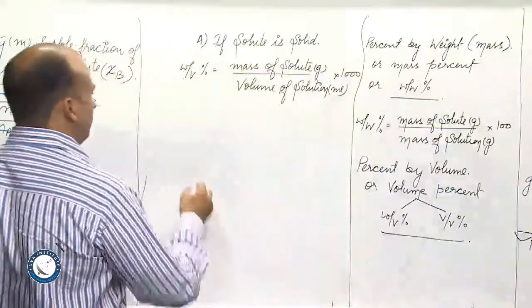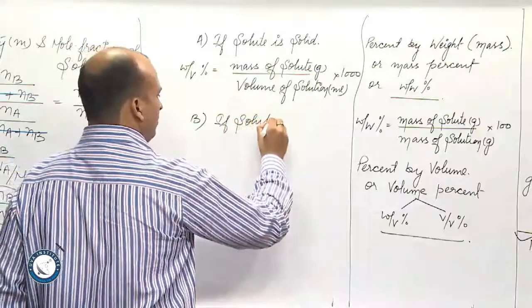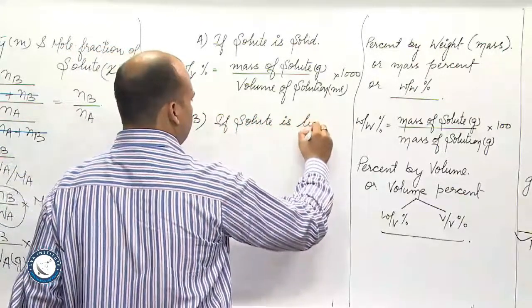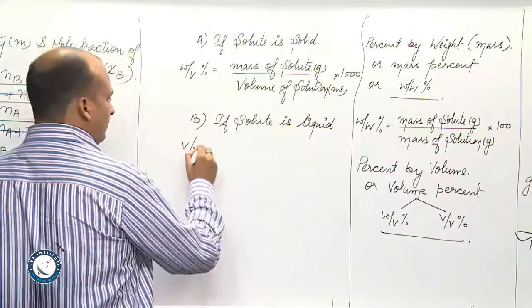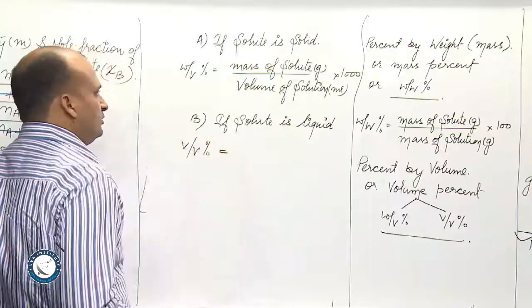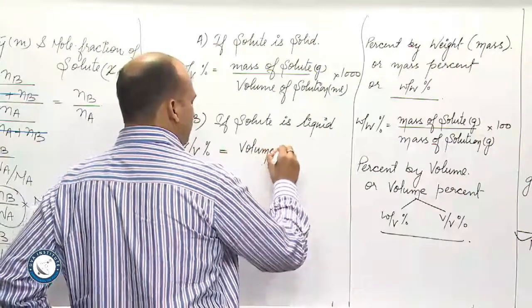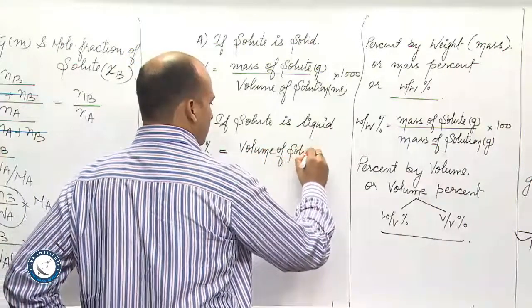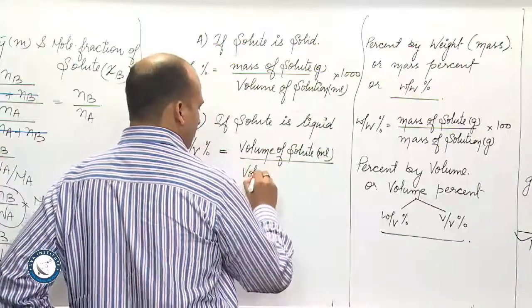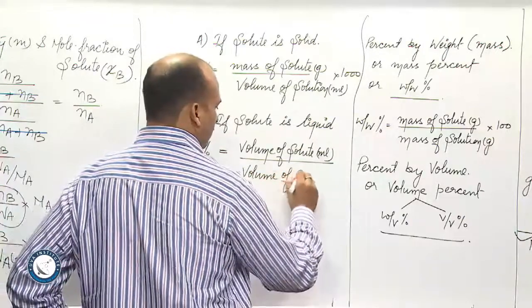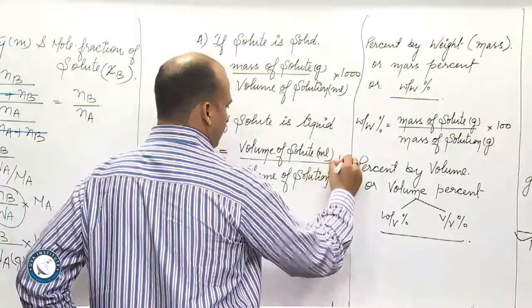Okay. Case B, if the solute is liquid, then we will say V by V percent, which is equal to volume of solute upon volume of solution into 100.